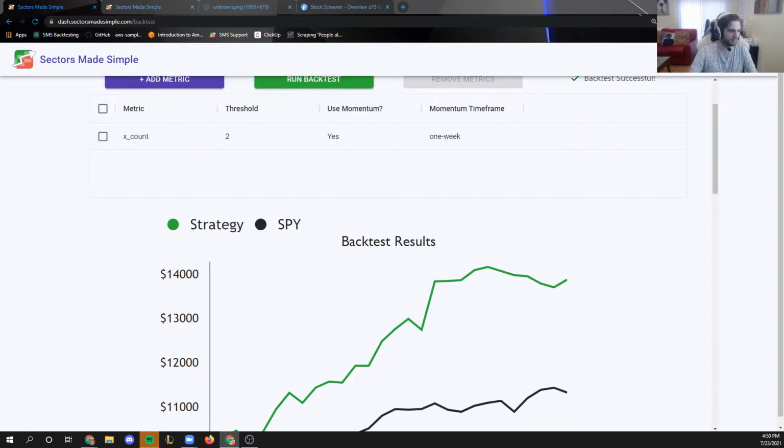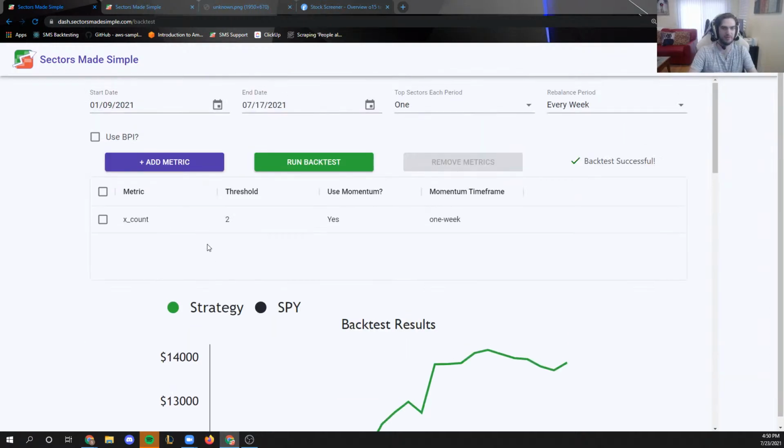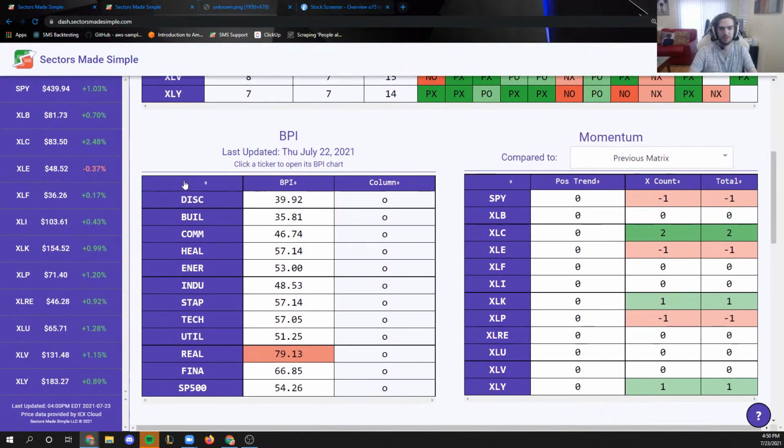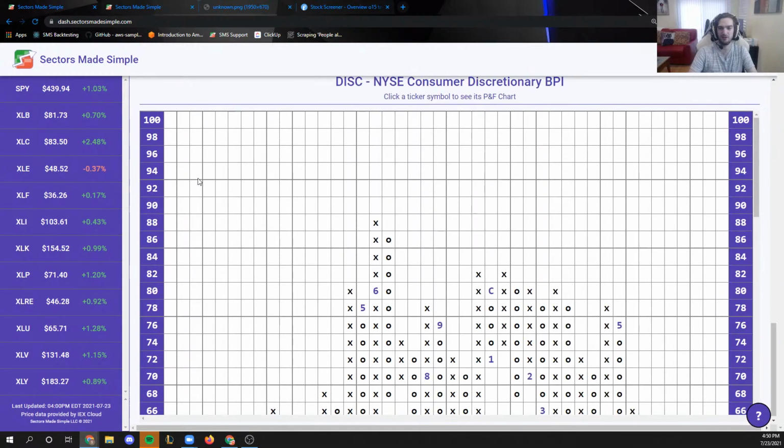Jonathan, have you tried BPI looking for sectors under 30? Do you think it's a strategy that can work? Unfortunately, we rarely see sectors under a BPI of 30. And by that, I mean we never really see BPIs below 30. And when we do, it's not a good sign.